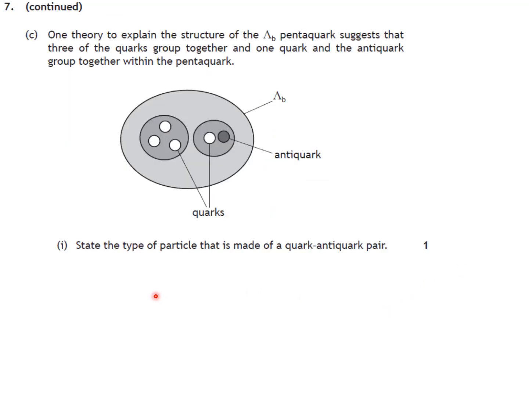And next one, so again, have a read of this yourself and then pause the video and I'll go over the answer with you. Hopefully you got that because it's a quark anti-quark particle pair, then it must be a meson.